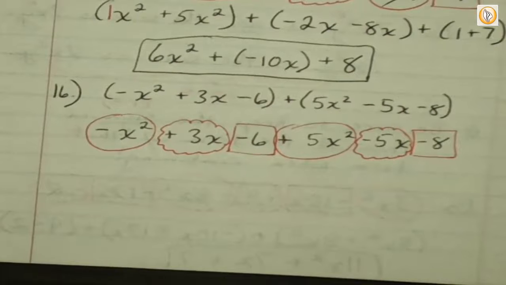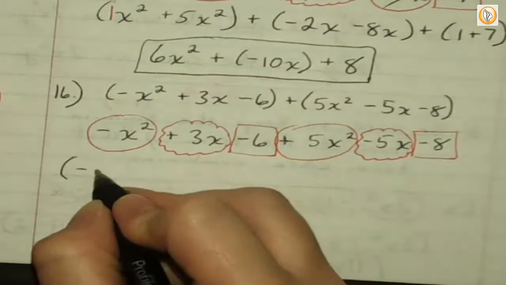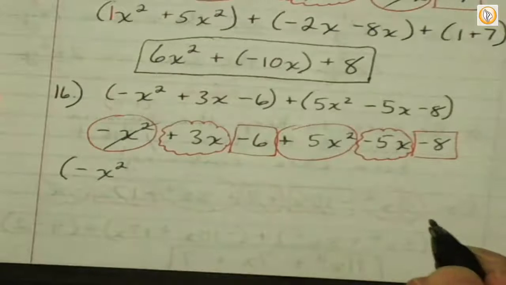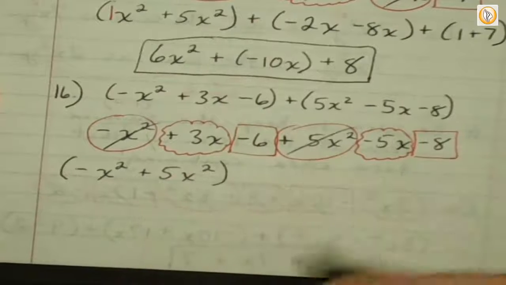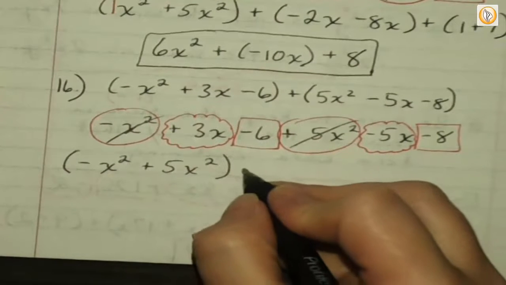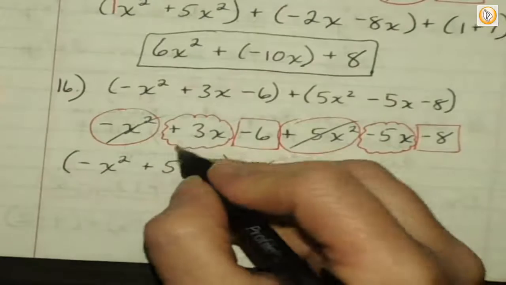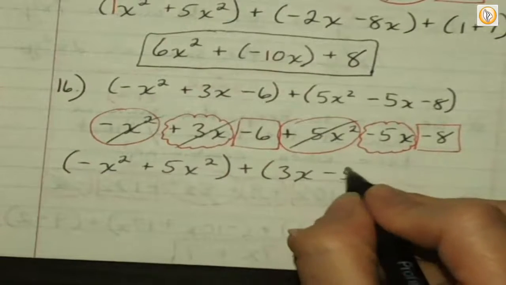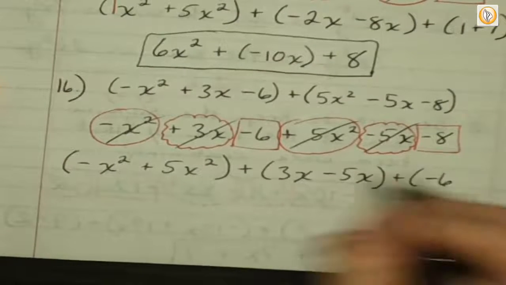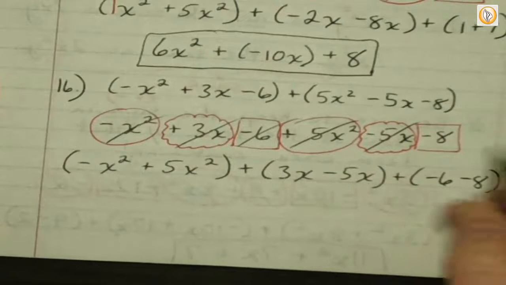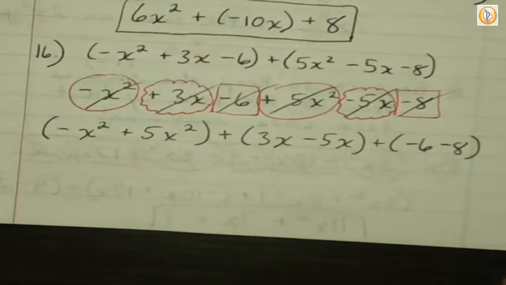All right, Cecilia, you're still on. I'm going to combine my like terms. I have negative x squared, cross it out. Look for my other circle. Positive 5x squared, cross it out. What do I have in between, Cecilia? Plus 3x, because I want to keep it going in the right flow, minus 5x. Plus negative 6, cross out, minus 8, cross out. Cecilia, you're still on board. So write that down.